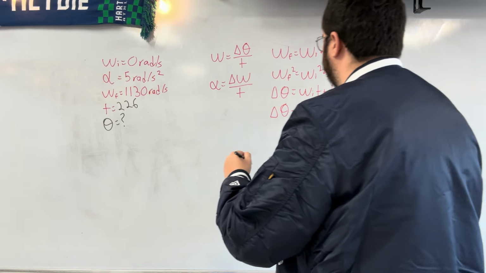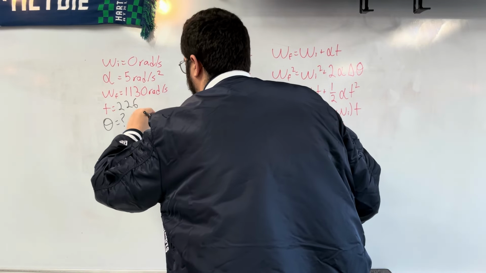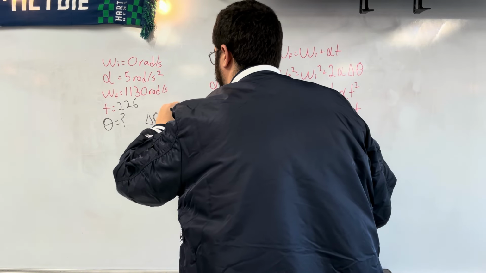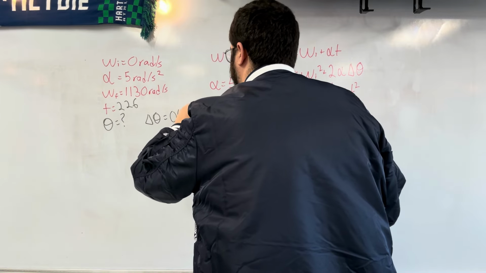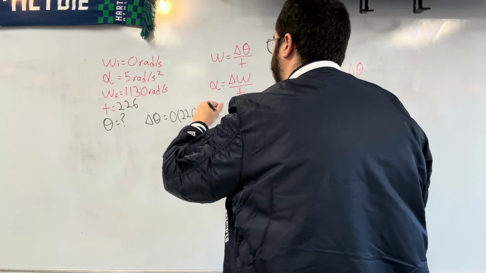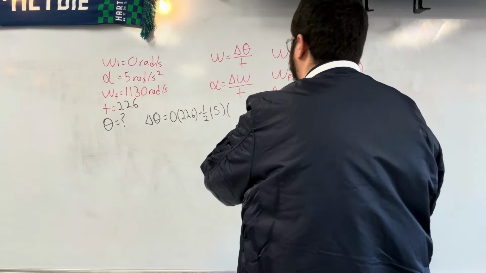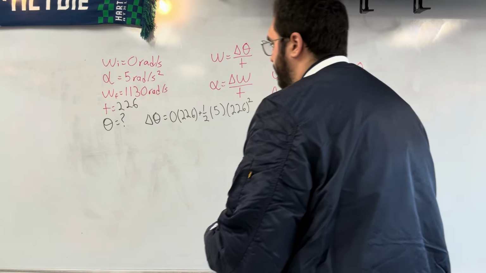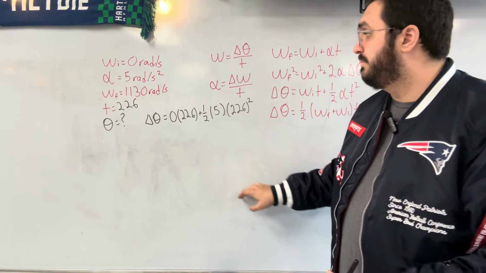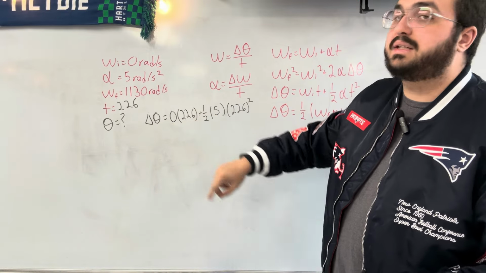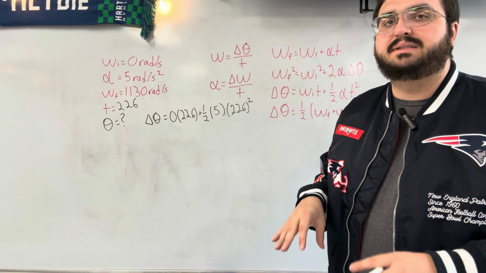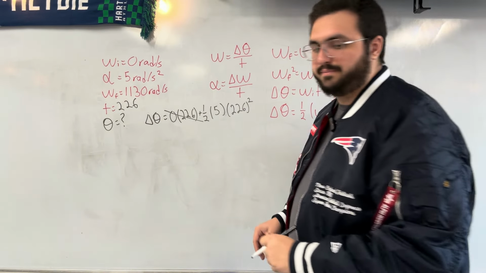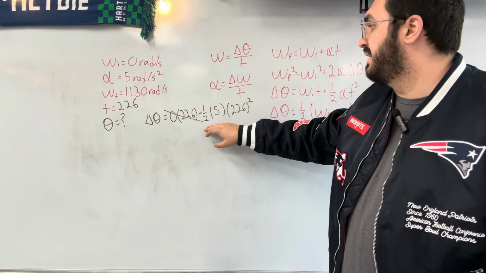So, theta equals initial velocity, 0, times time, 226, plus 1/2 angular acceleration, 5, times t, 226, squared. Immediately, 0 times 226 cancels out because any number times 0 is 0, and 0 doesn't do anything for me. So that goes away immediately, which leaves me with this little thing to simplify here.